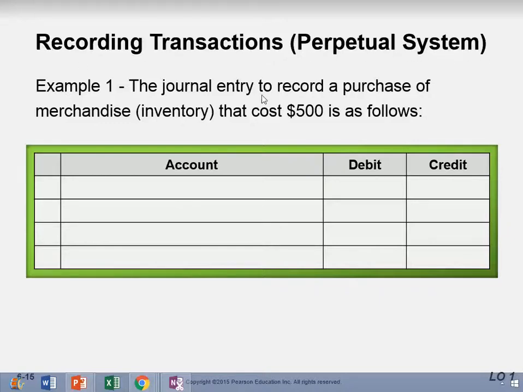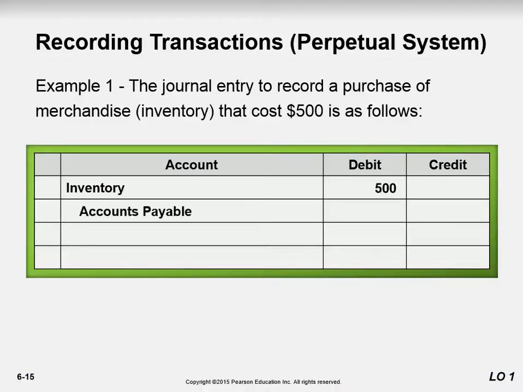Okay, in the perpetual system, we are booking a purchase of merchandise, otherwise known as inventory, that costs $500. What you see here is that we're going to set it up as inventory, because when we do a perpetual system, we directly hit the inventory account. And what we'll do is we'll debit inventory for $500 because $500 worth of inventory is being purchased. And here you show a payable. Now, it could be cash. We're not going to get into that right now, but in this case, we're going to owe it.